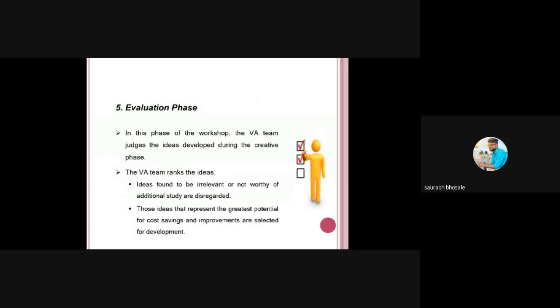The VA team ranks the ideas. Ideas found to be irrelevant or non-worthy of additional study are disregarded. Those ideas that represent the greatest potential for cost saving and improvements are selected for development. So in wording I have provided it over here. Step by step we can say: shortlist, develop, evaluate, rank and select. These are the steps under this particular phase number 5, that is the evaluation phase.